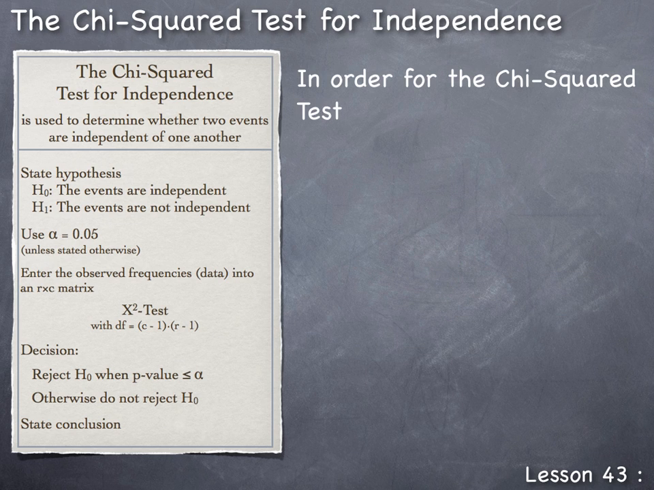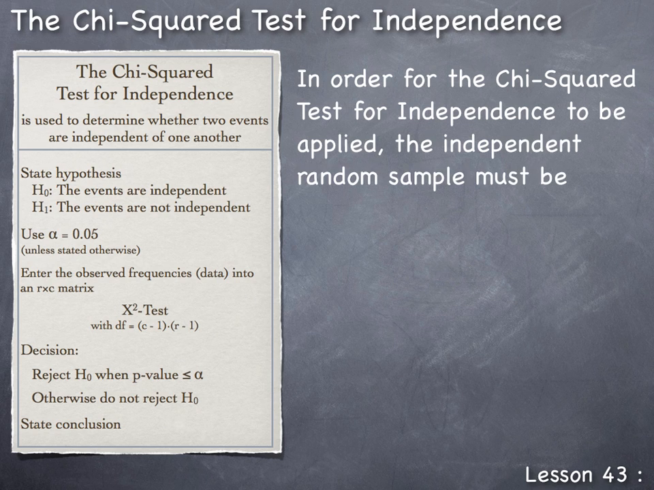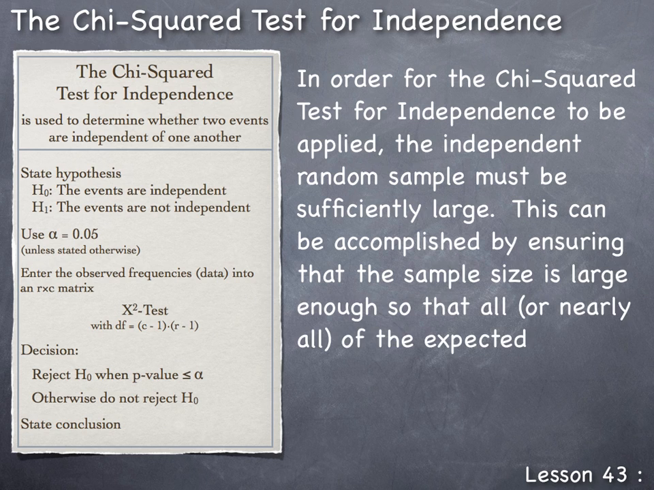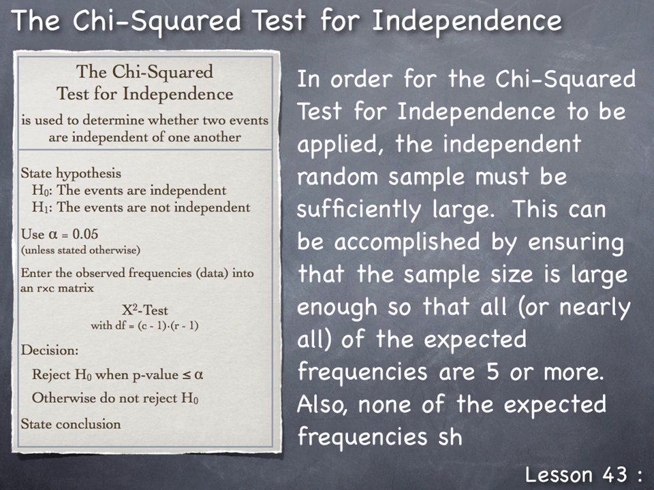In order for the chi-squared test for independence to be applied, the independent random sample must be sufficiently large. This can be accomplished by ensuring that the sample size is large enough so that all, or nearly all, of the expected frequencies are 5 or more. Also, none of the expected frequencies should equal 0, because in this case, the chi-squared test statistic would be undefined.